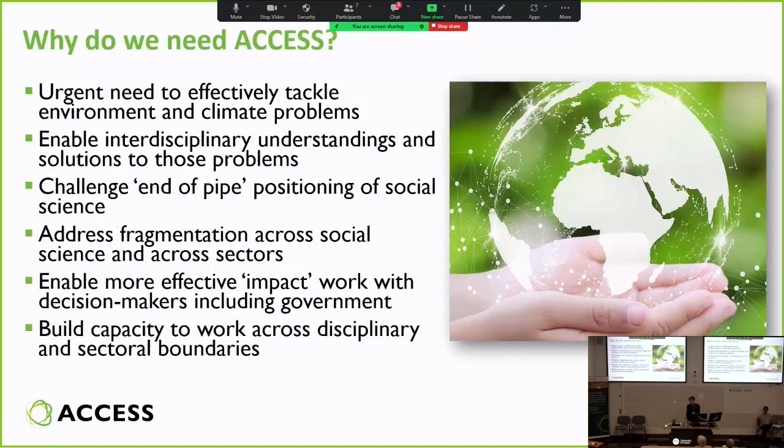But why do we need Access in the first place? Why would you need an initiative like this? I guess the quick answer to this is speak to Susie and Tracy, who are in the room from ESRC. Maybe they can tell you why they thought it was a good idea to put something like this together. But not wishing to put them on the spot, these are at least some of the reasons why you might think that Access is a timely investment for ESRC and UKRI.